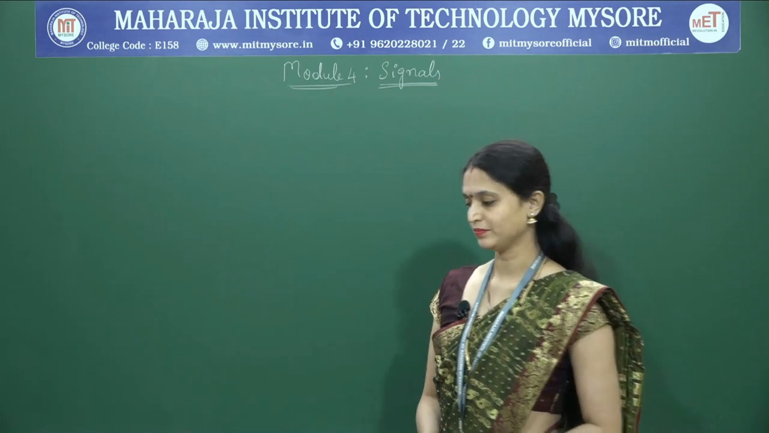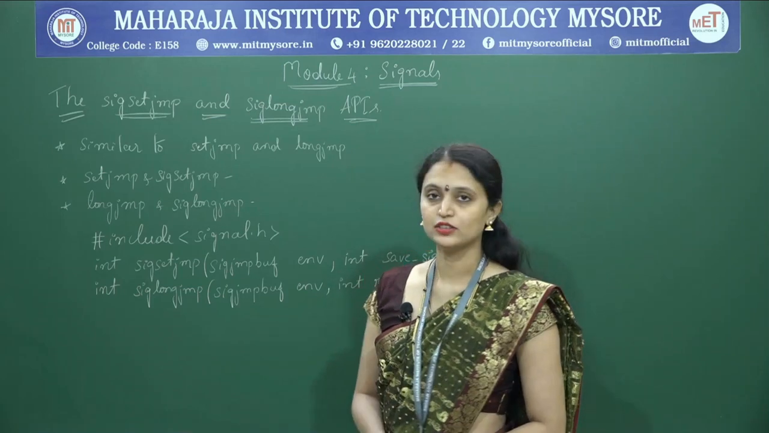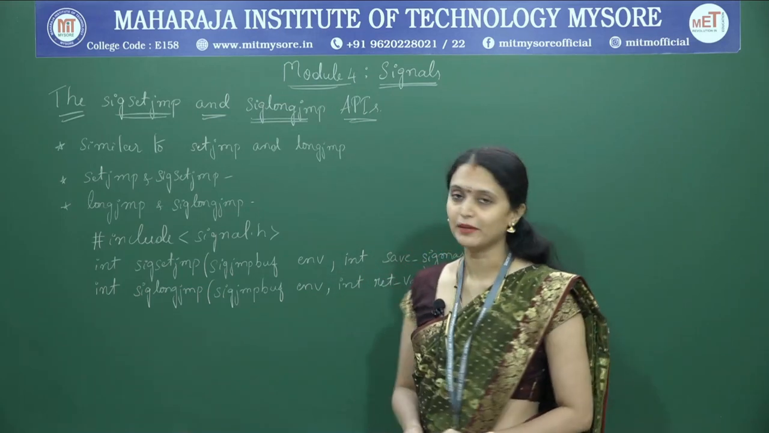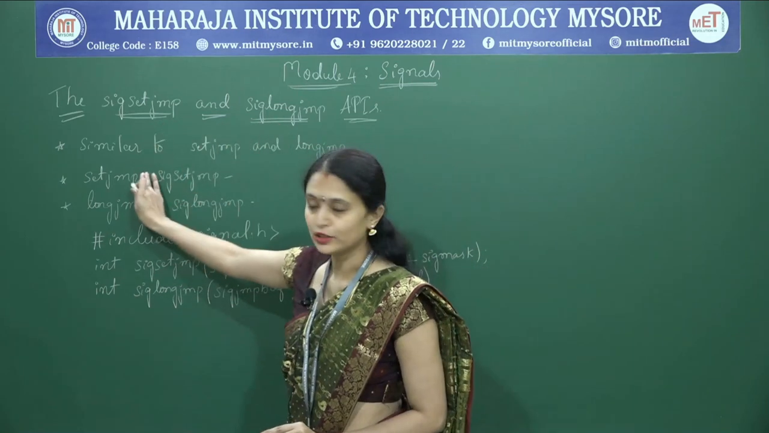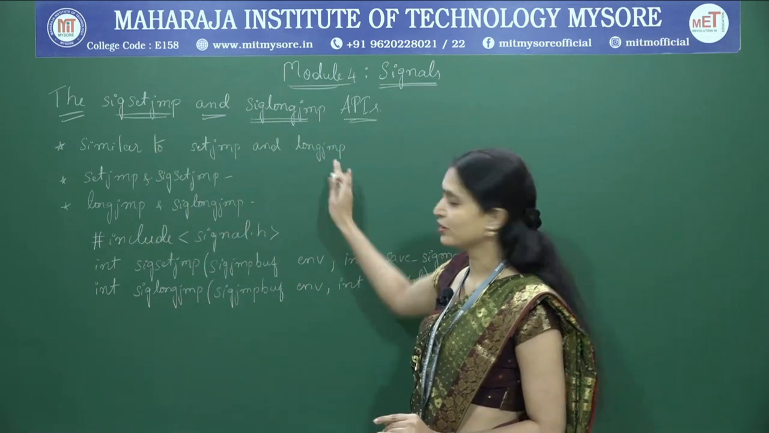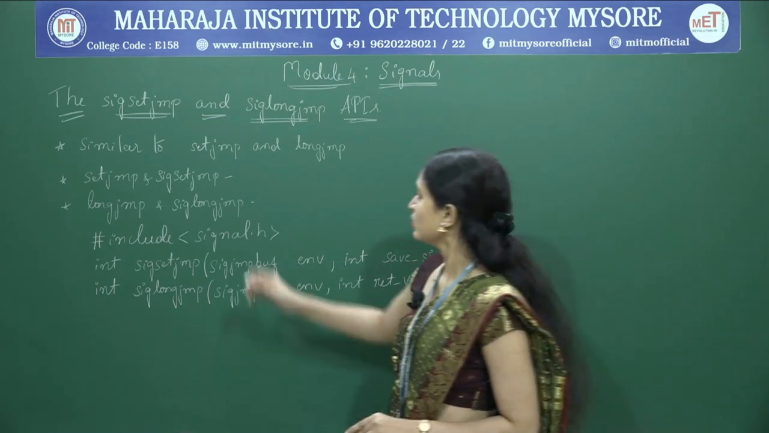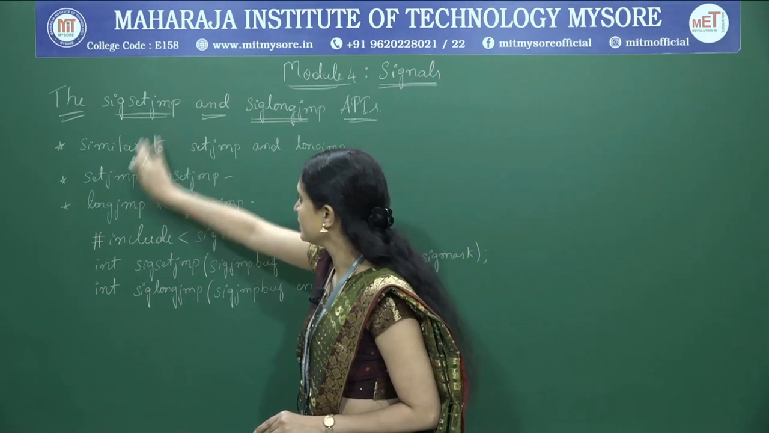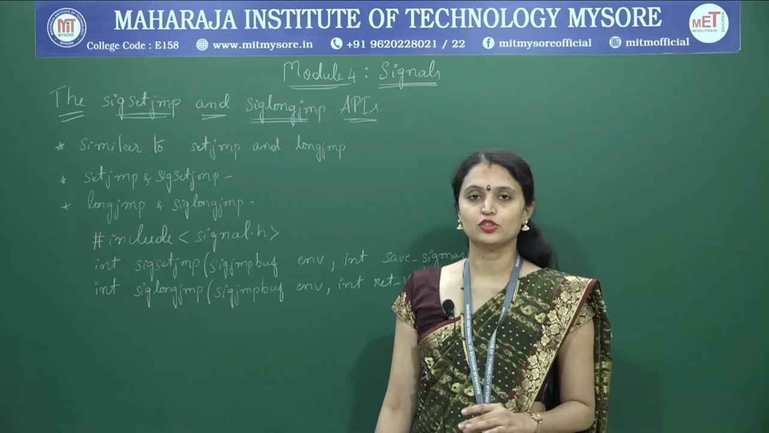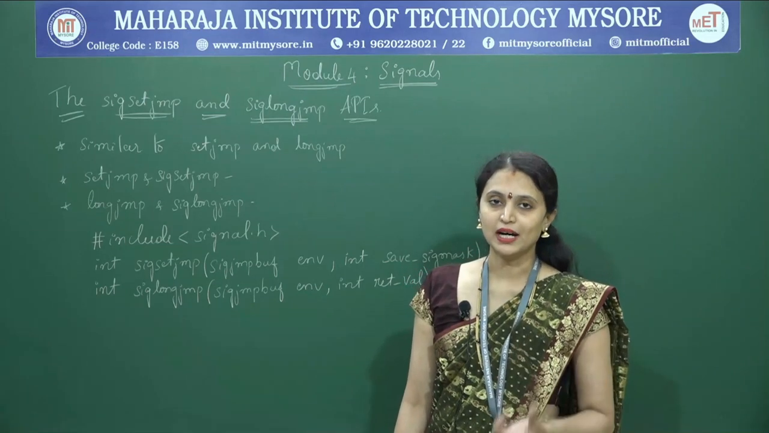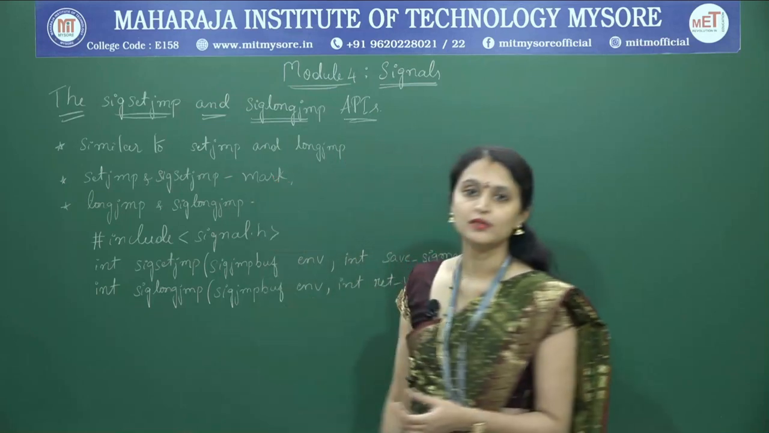Okay, the concept is the sigsetjmp and siglongjmp APIs. These two APIs are similar to the setjmp and longjmp APIs, which we have already discussed in the previous module. Here, setjmp and sigsetjmp both have similar functionality. Both are used to mark one or more locations in the user program.